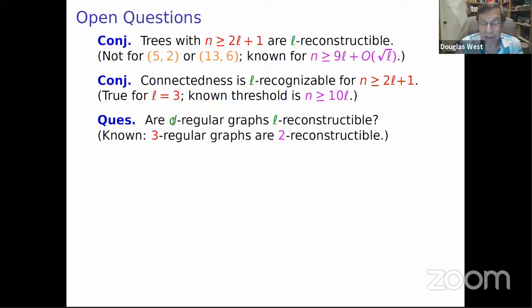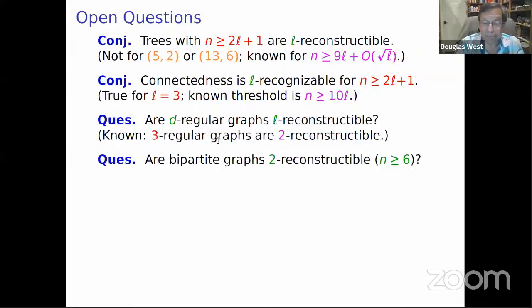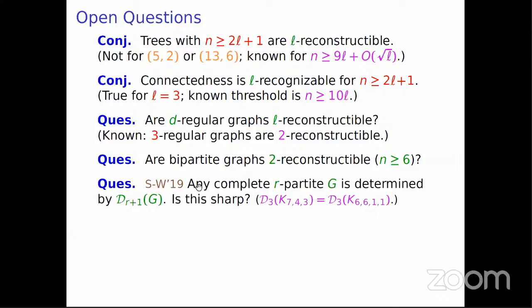Again, I told you a little bit about regular graphs. So now for other values of D and L, can you show that D-regular graphs are L-reconstructible? We know this much. What about bipartite graphs? Very well-behaved class of graphs in many respects. Can you show that bipartite graphs are 2-reconstructible? Just a little bit more than what's known about reconstructibility.